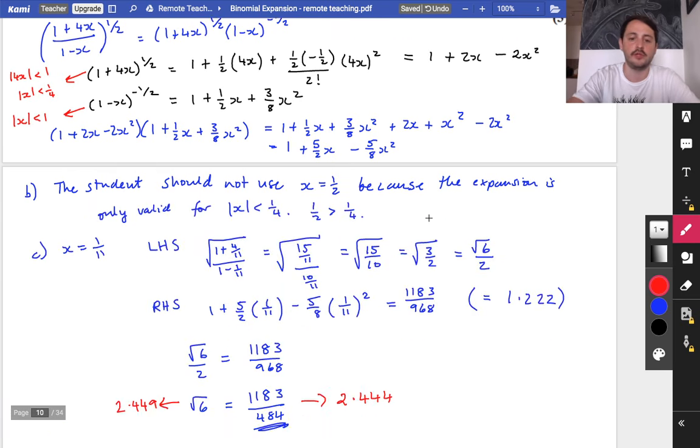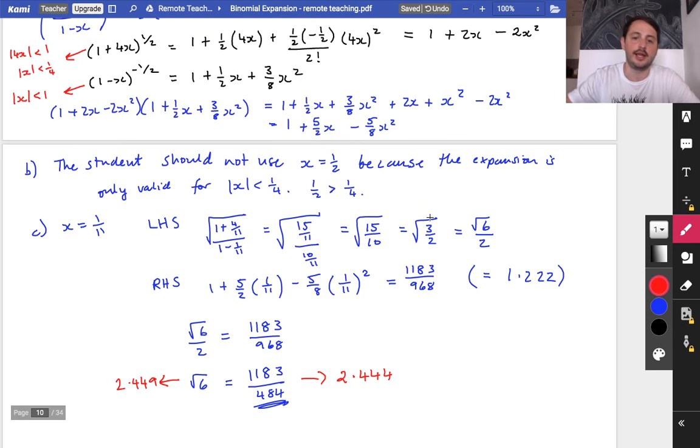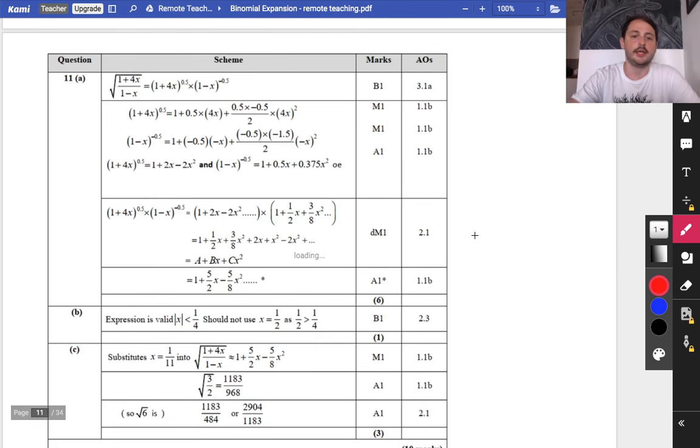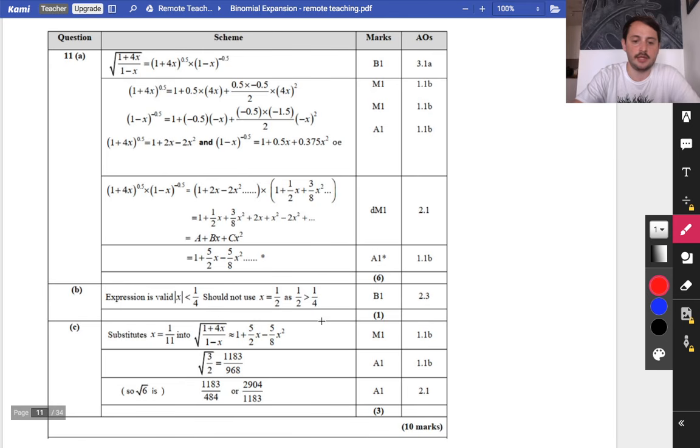So that's a kind of new style exam question that we've got there. I like this bit at the end where you don't just substitute in 1 over 11, you have to substitute it in both sides and see, does it give you root 6 or does it give you something similar to root 6? So let's see that this worked. Yep, we came up with this that they had here because that was a show that. Expression is valid for this, so you should not use this because it's bigger than that. And the answer that we got in the end is 1183 over 484, okay? So they kind of came up. Is that what we got, 1183 over 484?